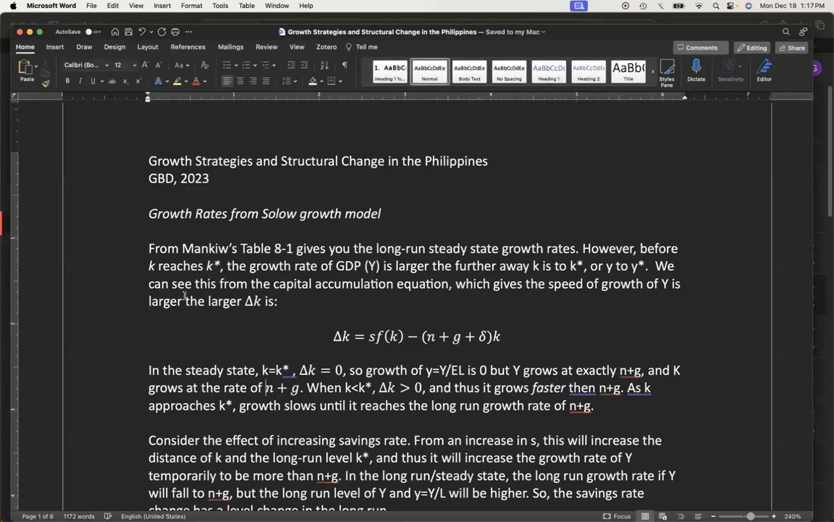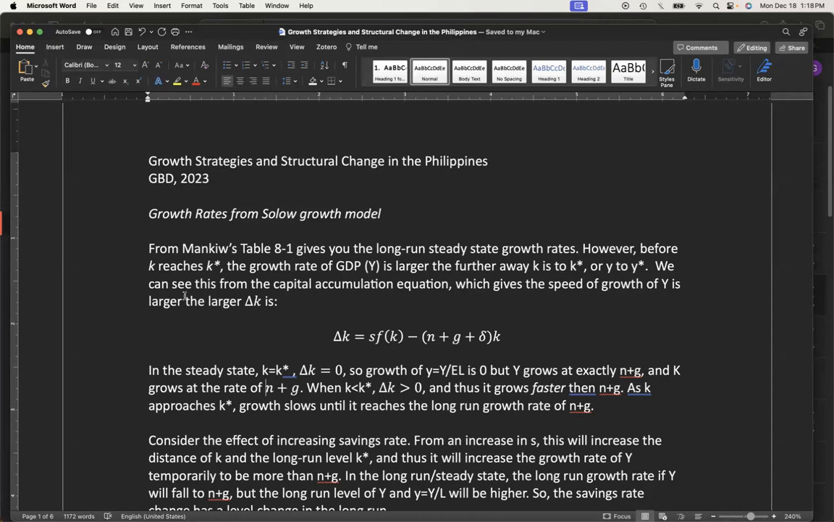All right, welcome. This is the last lecture for 101 and 201 this year, and we're talking about the growth strategies, structural change in the Philippines. This wraps up chapters 7 and 8, and as before, we want to really think about the Philippine experience in the light of all of the theories that we have been learning.